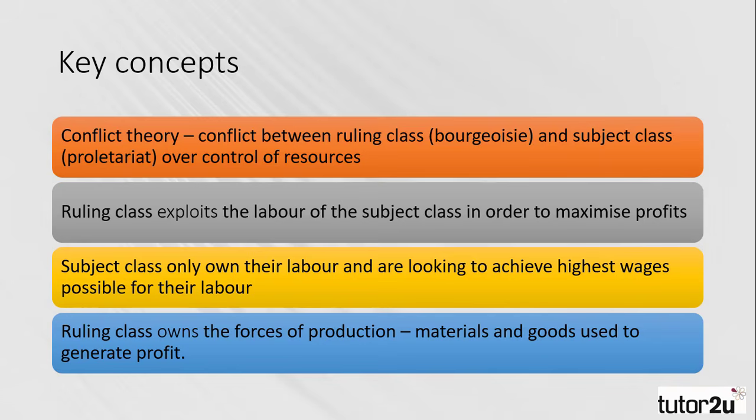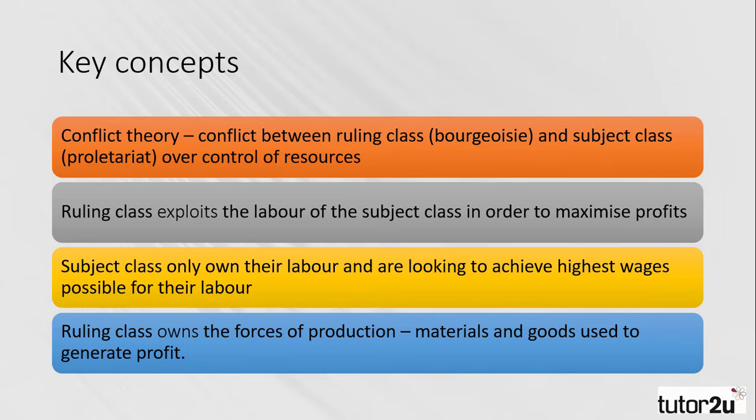According to Marx, the ruling class exploits the labour of the subject class in order to gain as much profit as possible. This includes paying them low wages, making them work long hours, giving them no holidays or sick benefits, and stopping them from challenging their authority by threatening them with unemployment. They can do this because they own the forces of production, the factories, machinery and materials that are needed to produce goods for people to consume.